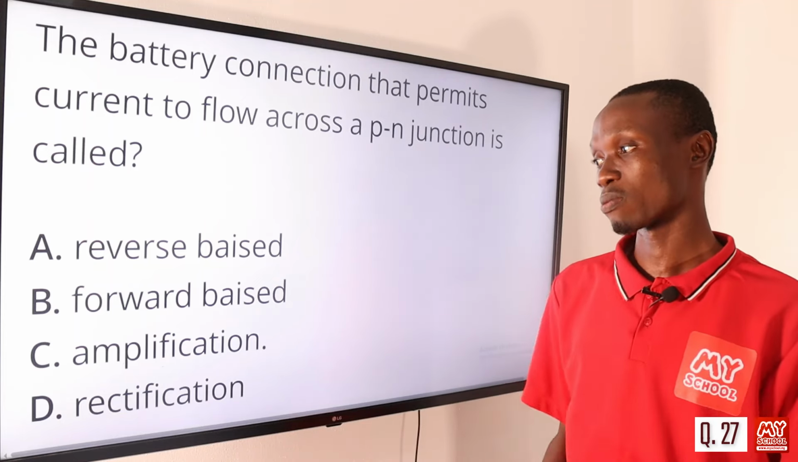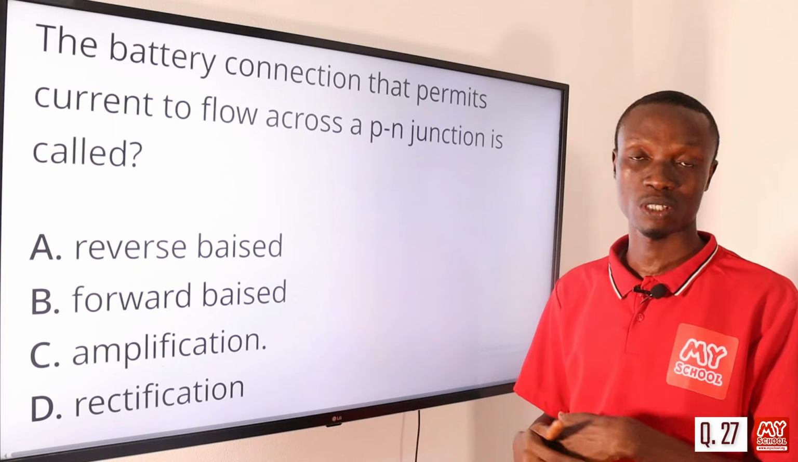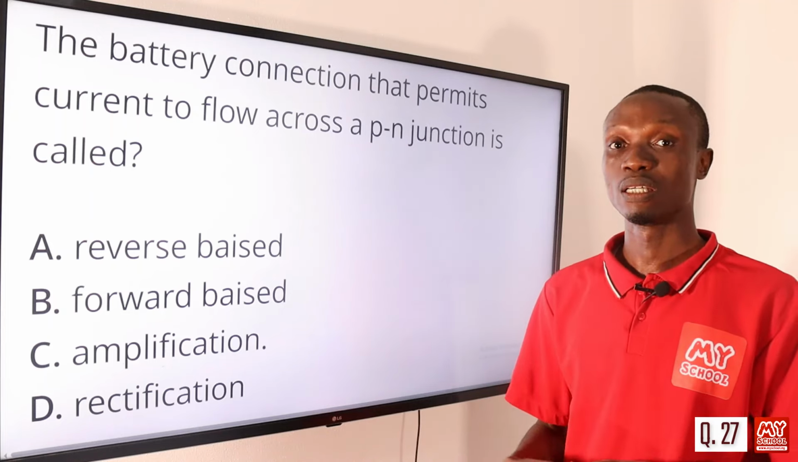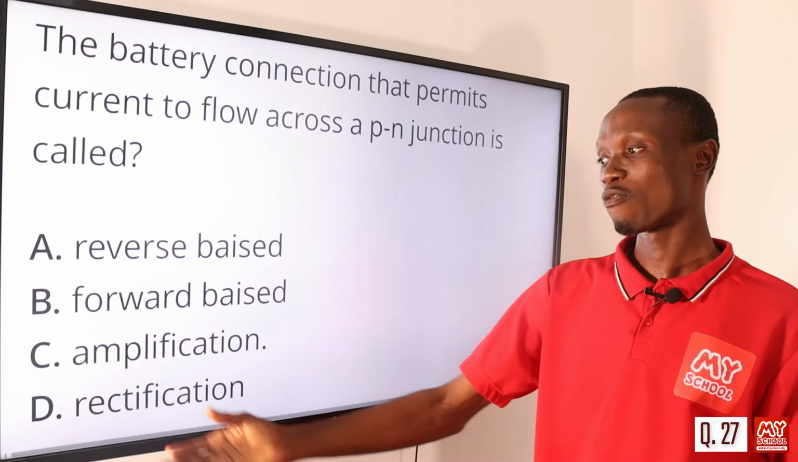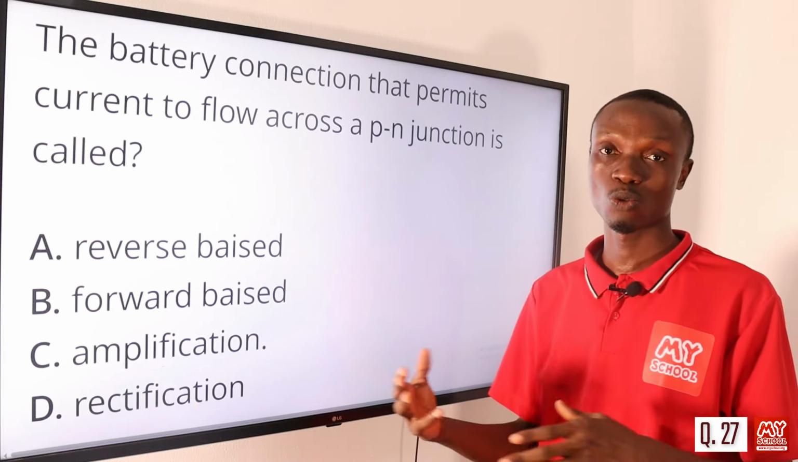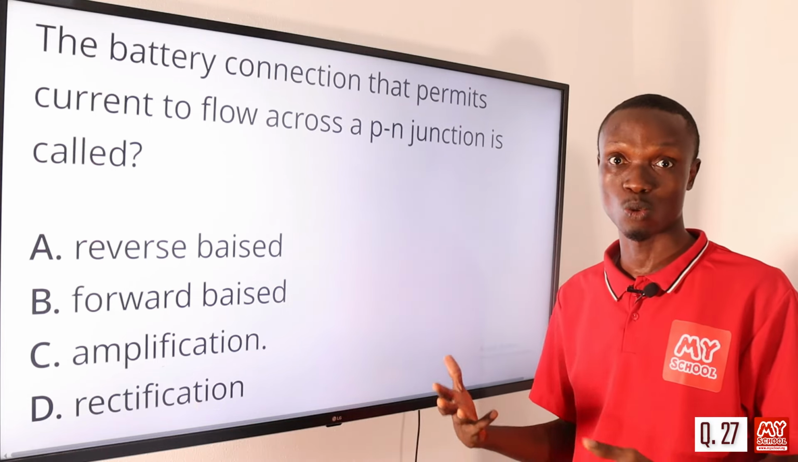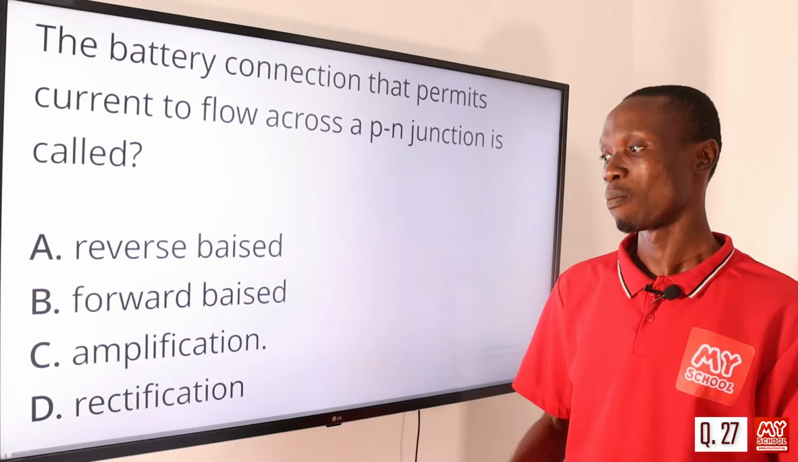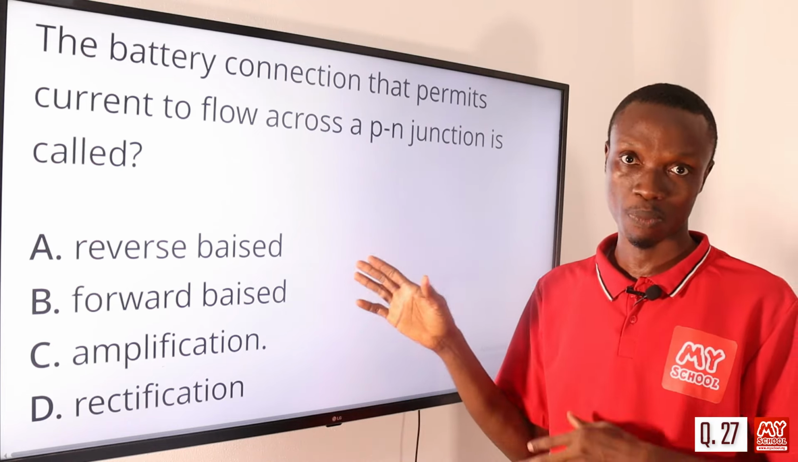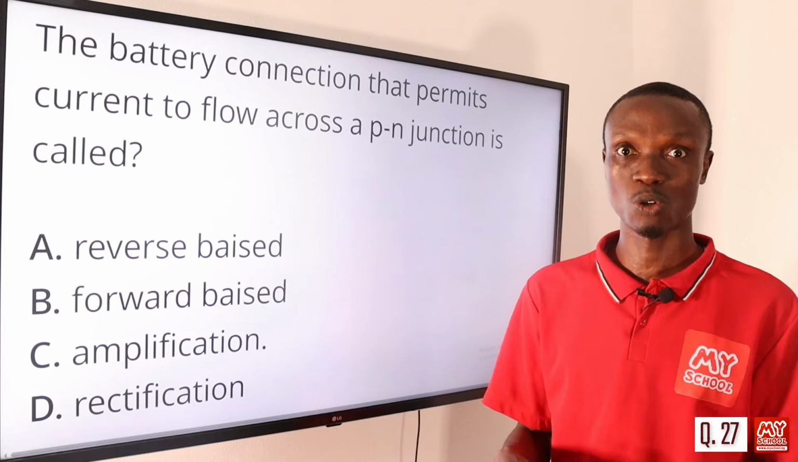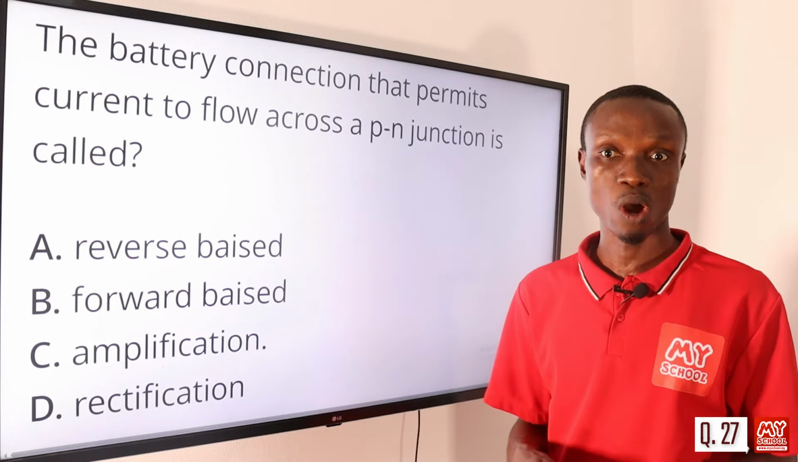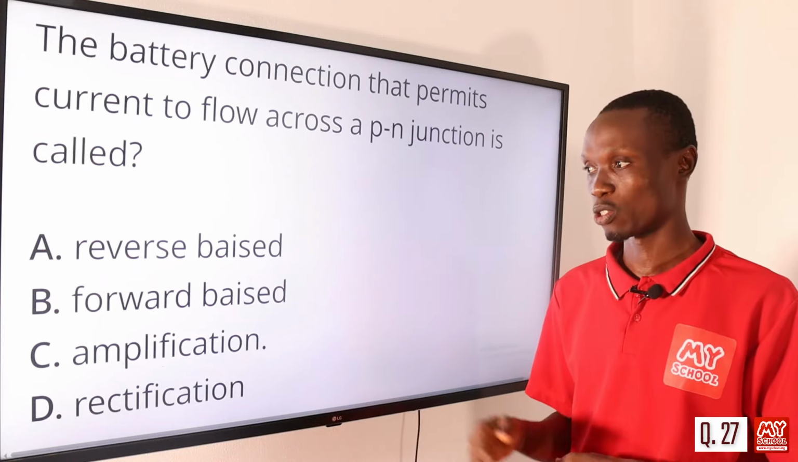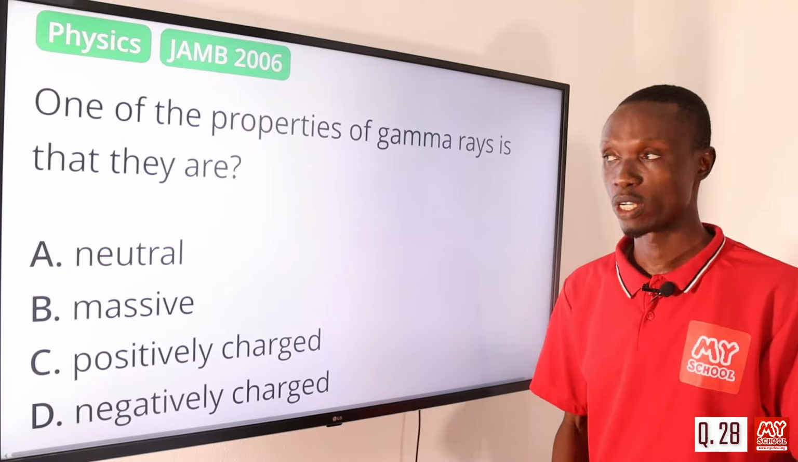For option C, amplification is just the process of increasing the amplitude of a signal, while for option D, rectification has to do with converting AC to DC voltage. But the answer to this question is forward bias, which is the battery connection that permits current to flow across a PN junction.